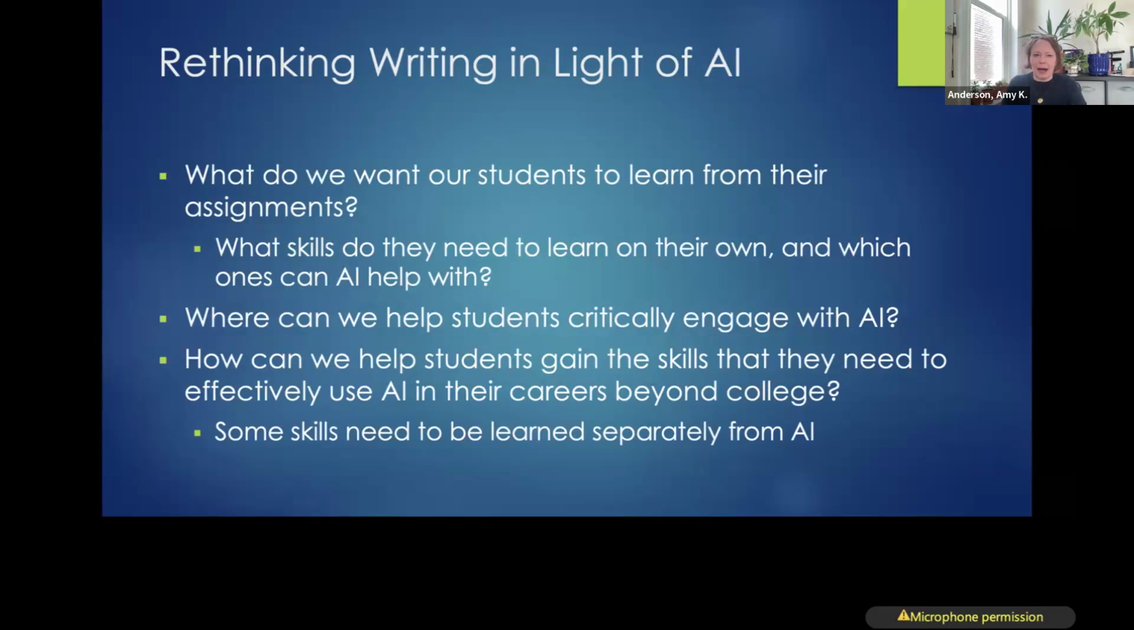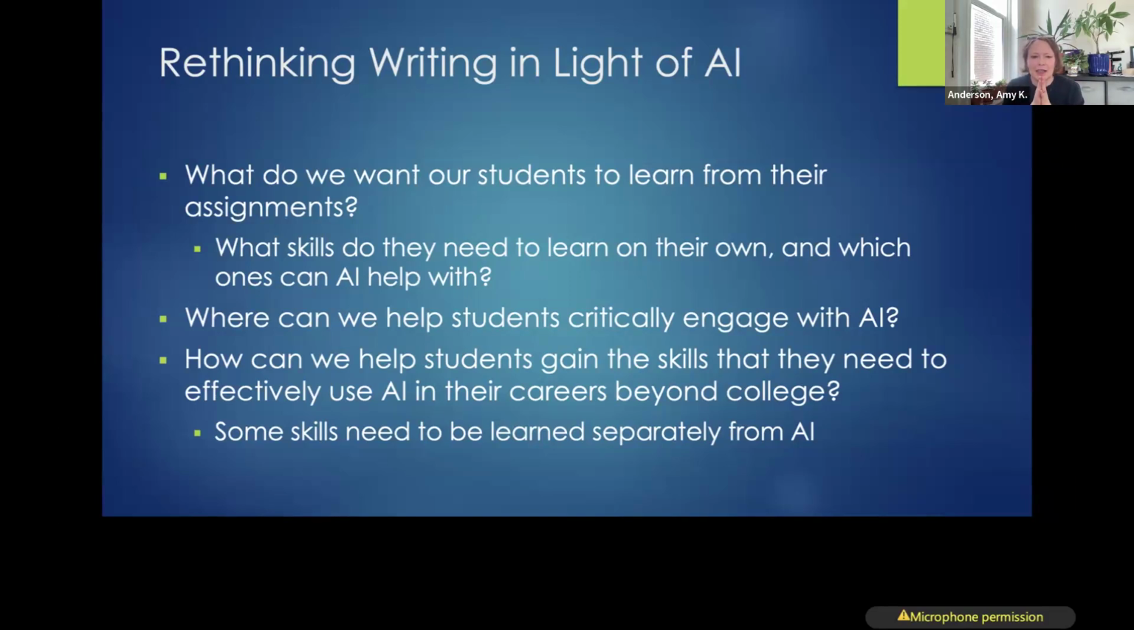Again, where can we help students critically engage with AI? So not to just take what it generates as a final word, but to know that sometimes it gets things wrong, at least in our current iterations, so that they need to be critical in thinking about the input or the output that it generates.